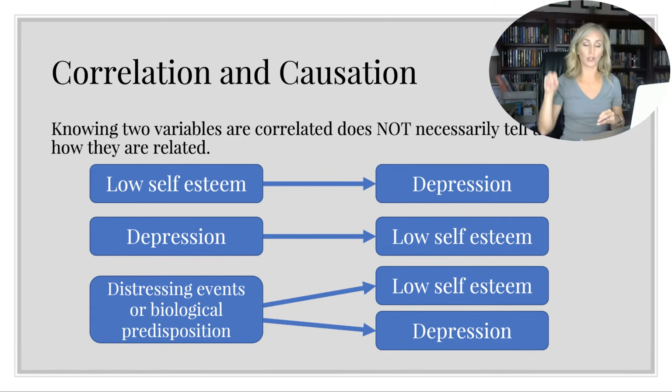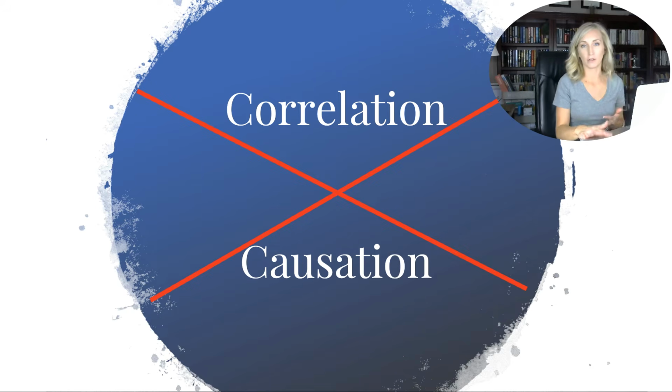Biological predisposition could cause both low self-esteem and high depression. And so you can't say that one causes the other. Correlation does not mean causation.